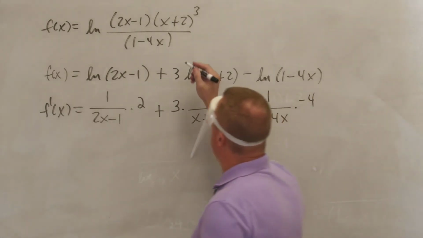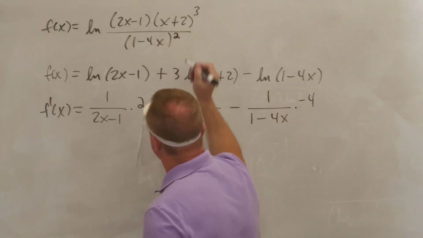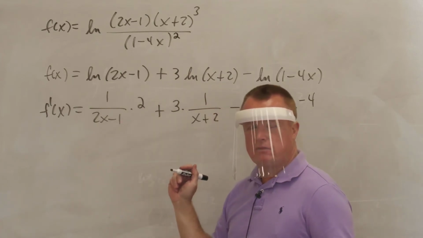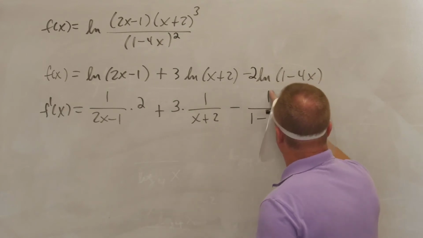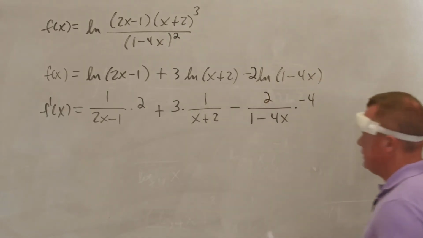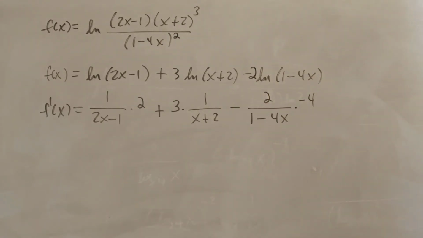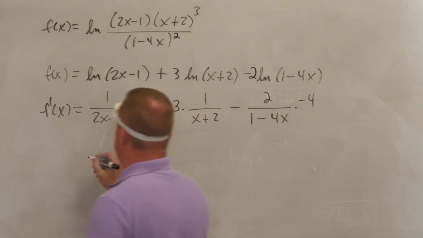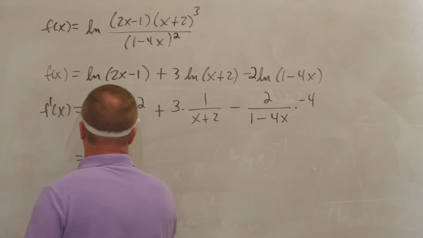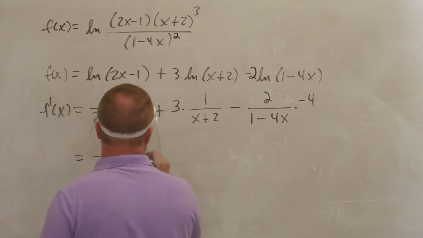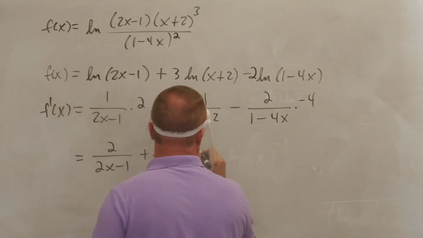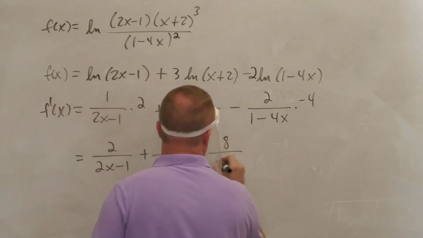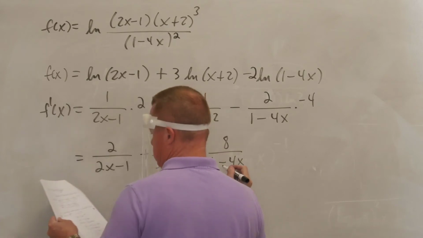I didn't write the problem down right. There's supposed to be a 2 right there, an exponent. Sorry, add that in. So that would put me a 2 right here, which would make that be a 2. All right. Now your answer. Good answer would be 2 over 2x minus 1 plus 3 over x plus 2 plus 8 over 1 minus 4x.